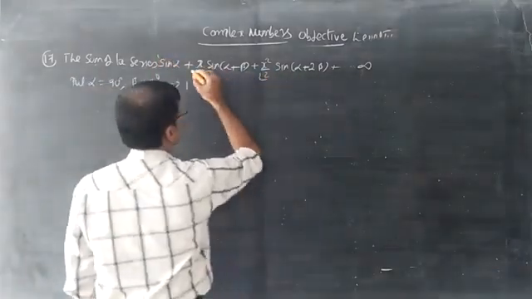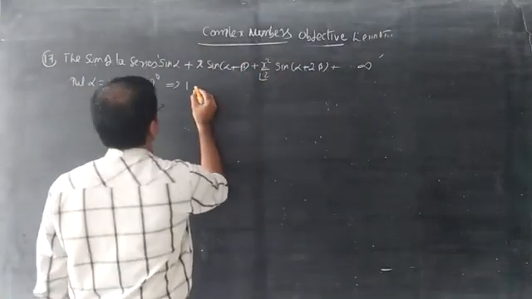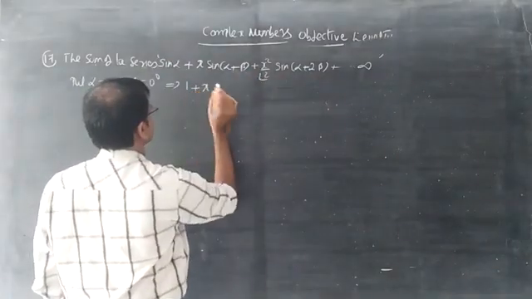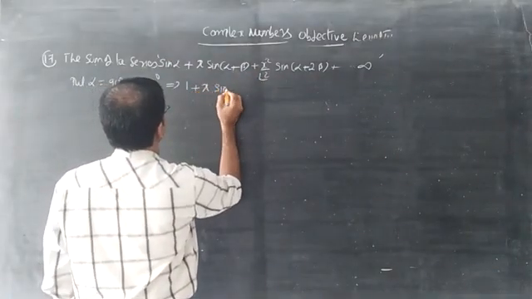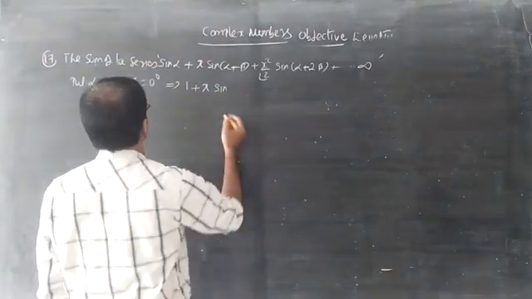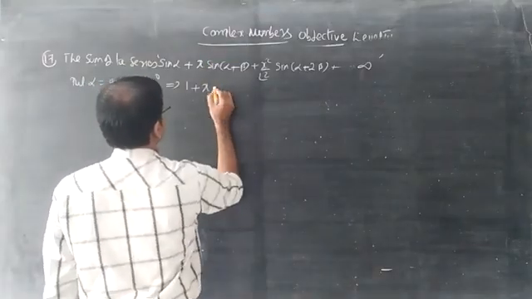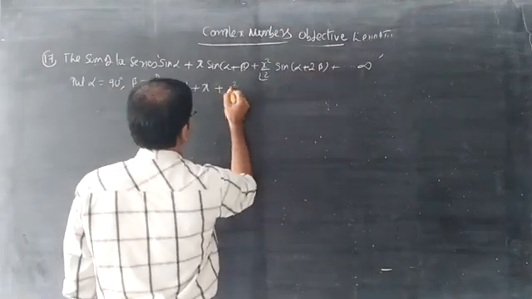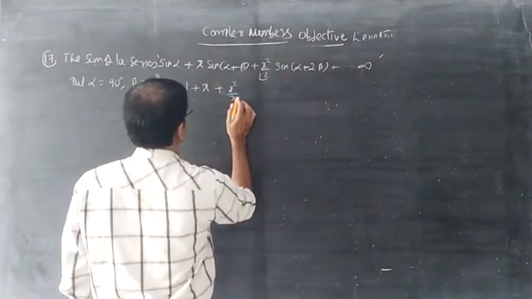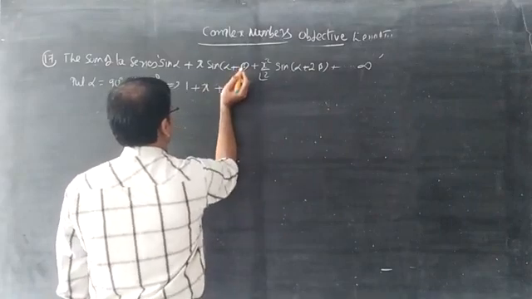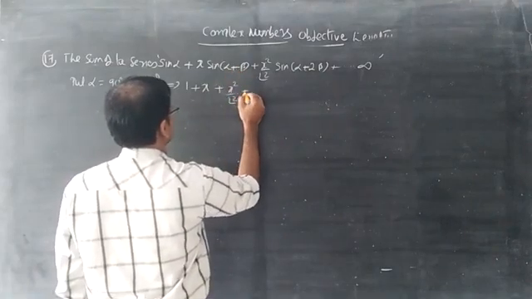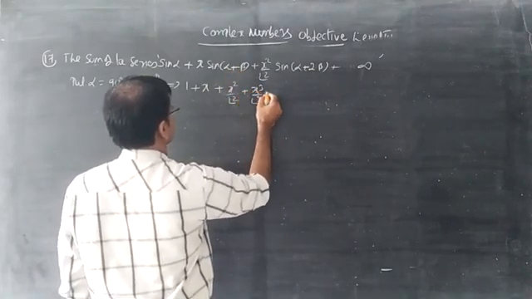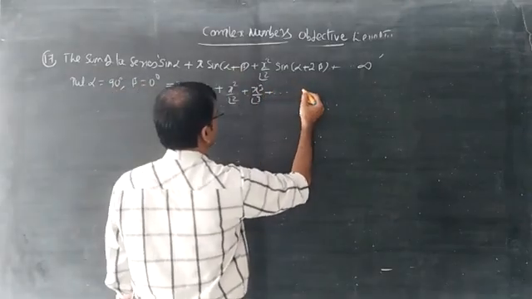The series started from here: 1 plus simply x. Sin of alpha plus beta, so sin 90 is 1, simply x. Plus sin of 90 plus 0, of course, so it is x square by 2 factorial. So 1 plus x square by 2 factorial, like this, x cube by 3 factorial, and so on.